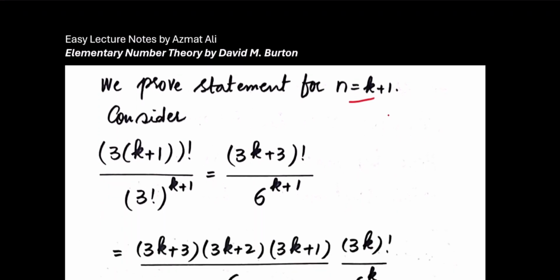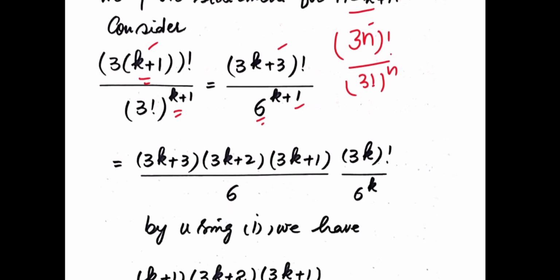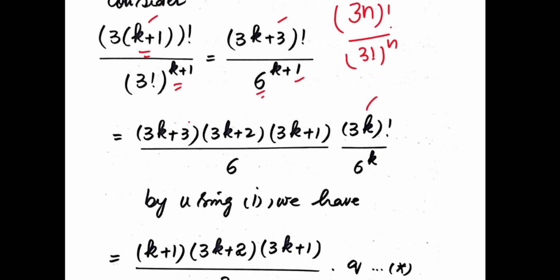When you put n equal to k plus 1 in the given fraction, we have (3 into (k plus 1)) factorial over (3 factorial) whole power k plus 1. This can be written as (3k plus 3) factorial over 6 whole power k plus 1. Breaking the factorial (3k plus 3) factorial up to (3k) factorial, this becomes (3k plus 3)(3k plus 2)(3k plus 1) into (3k) factorial. This power can be broken as 6 into 6 whole power k.